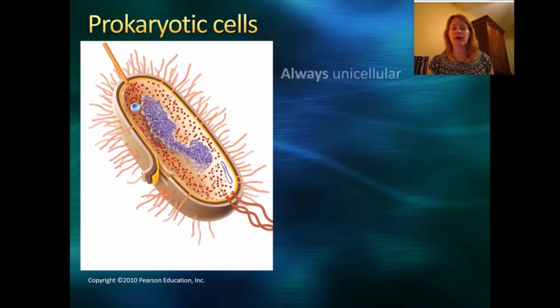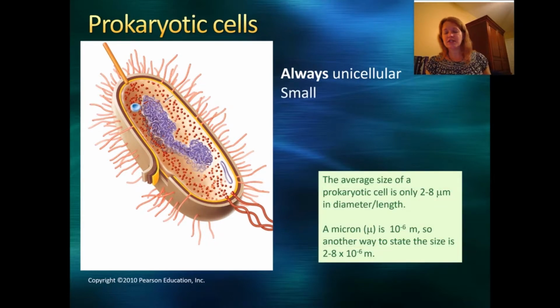So in looking at prokaryotic cells, remember that they are always unicellular. So archaea and bacteria are always unicellular. They're quite small. So the average size of a prokaryotic cell is only 2 to 8 microns in diameter or in length if we're looking at a bacillus. So the longest bacillus cells that we'll see in general are only 8 microns in diameter or in length. And a micron is 10 to the negative 6th of a meter, so it's 1/1,000,000th of a meter. So remember, these are quite small organisms.